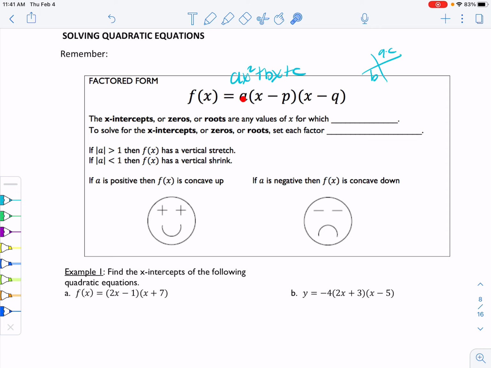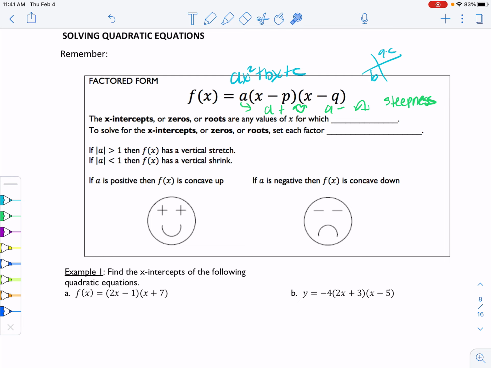Remember, this a value tells you both if it's opening up or down. So if a is positive, it opens up. If a is negative, then it opens down. And it also tells us the steepness in relation to our parabola.